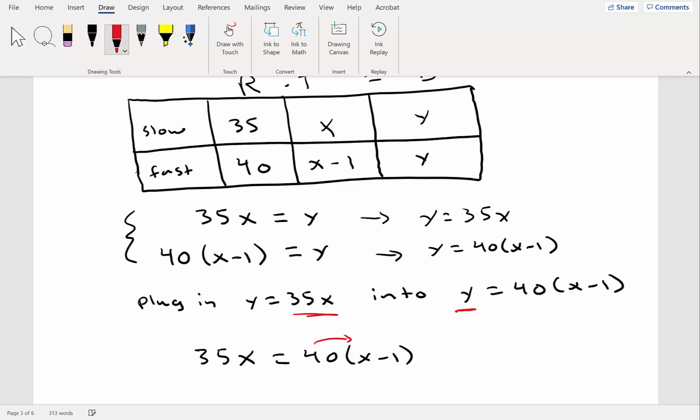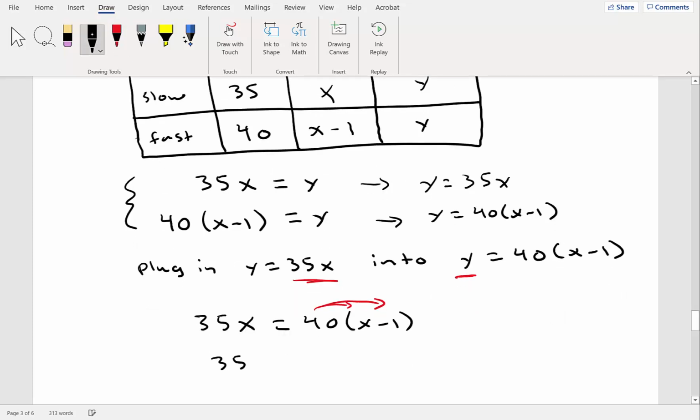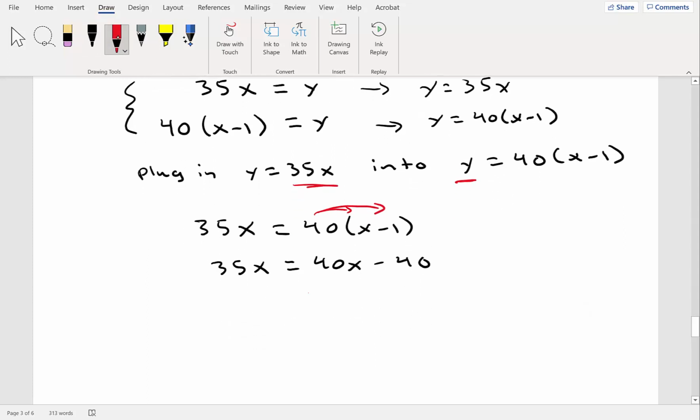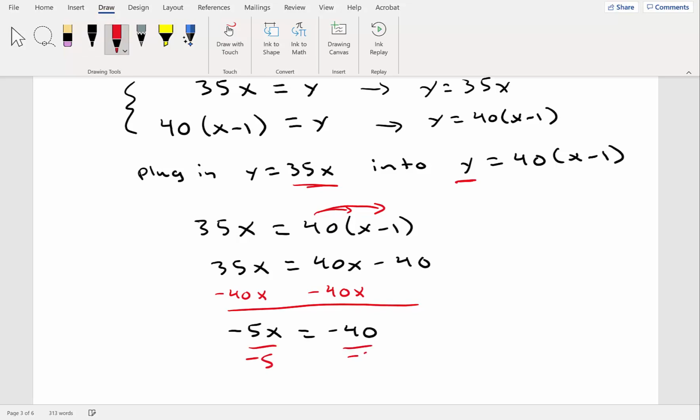Okay, now let's go ahead and solve for x. Let's distribute. So I have 35x is equal to 40x minus 40. Let's get the x's on one side. So subtract 40x from both sides. Okay, so subtract, we get negative 5x is equal to negative 40. And then let's go ahead and divide by negative 5. We get x is equal to 8.